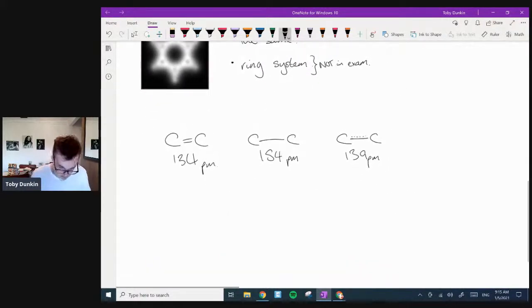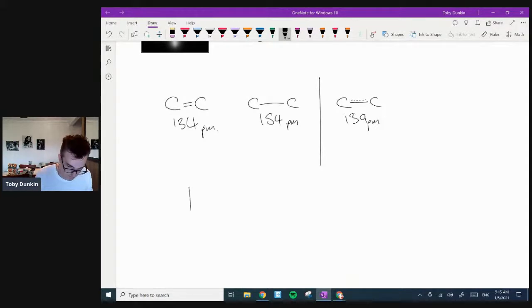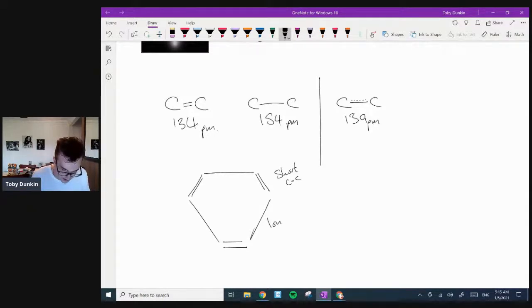So based on this knowledge, the expected shape of benzene was this. I'll draw it like the Superman symbol. I like the Superman symbol. This was what was expected. Too long. This was what was expected. The Superman symbol. Because we've got short doubles, yeah, and long singles.